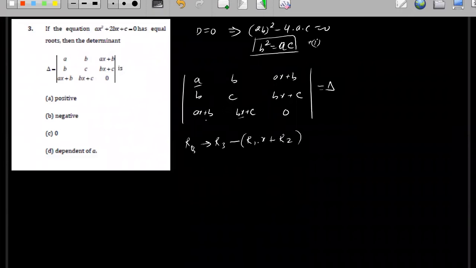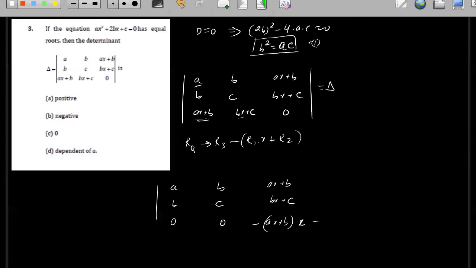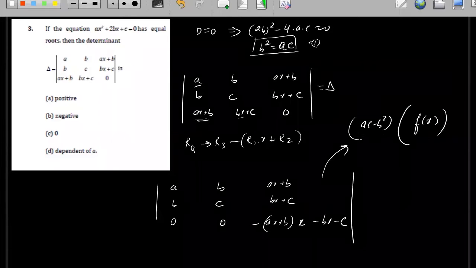So if I multiply row 1 with x plus row 2, this part will become 0. Remaining all the rows will be the same: a, b, ax plus b; b, c, bx plus c; and this will be 0, this will be 0, and this will become ax plus b into x minus bx minus c, right? So when I find the determinant of this, it will simply become ac minus b square into a function of x, right?